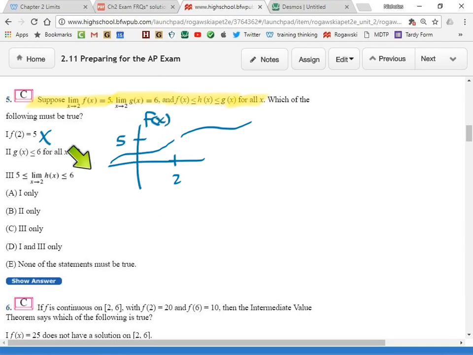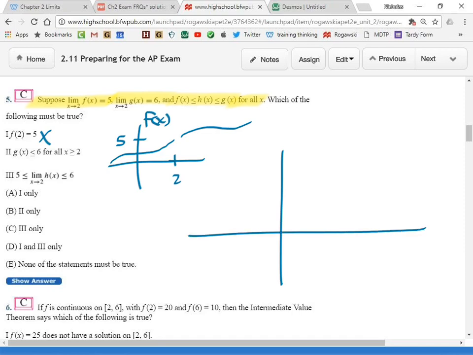Now, the squeeze theorem says that if the limit of the lower function, which is f, and the limit of the upper function, which is g, equal each other, then we know what the limit of the middle function is. But they don't equal each other. One is 5 and one is 6. The limit could just not exist. There's one contradiction right there.